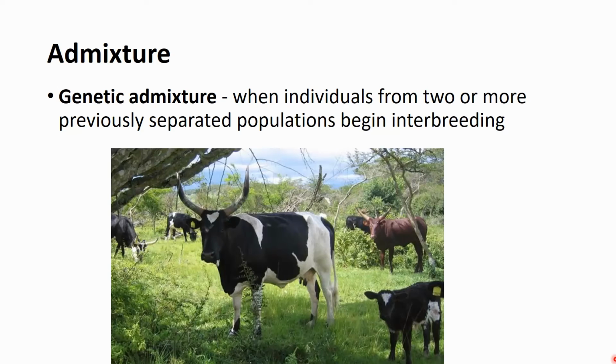When we talk about admixture, we talk about situations when individuals from two or more previously separated populations begin interbreeding. And after that, their offspring is a kind of mixture of these two parental populations. Now, the center of this picture is such an admixed individual. And if you are somewhat familiar with livestock breeds, then you probably guess that this is an admix of the Holstein cattle because of the very typical patterns and shapes which this individual has.